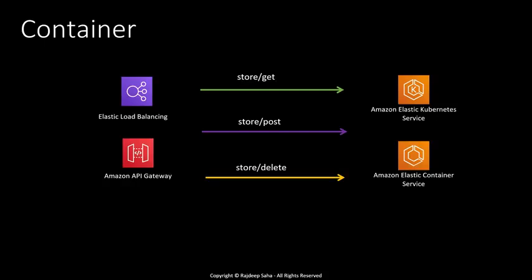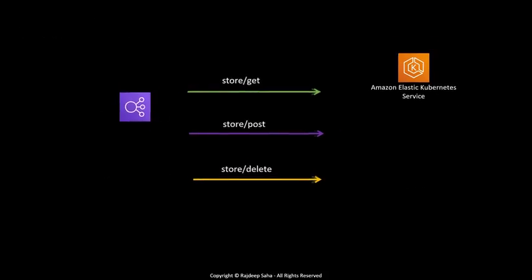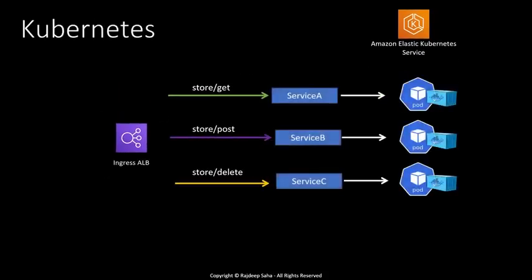So let's zoom in into the Kubernetes part because Kubernetes is super popular right now and this might come up in your interviews. So for Kubernetes, each microservice will be fronted by different services, so service A, service B, and service C, and the code for each microservice will be running in a container, and this container will run in a pod.